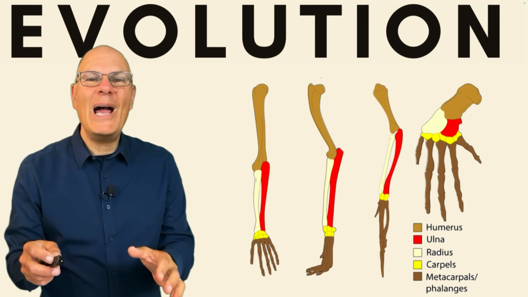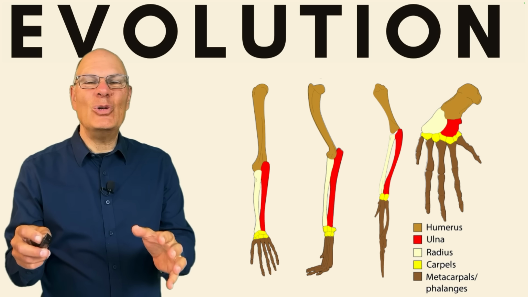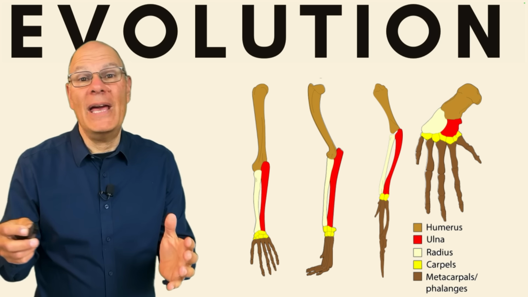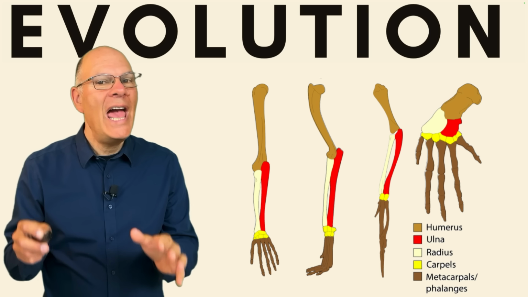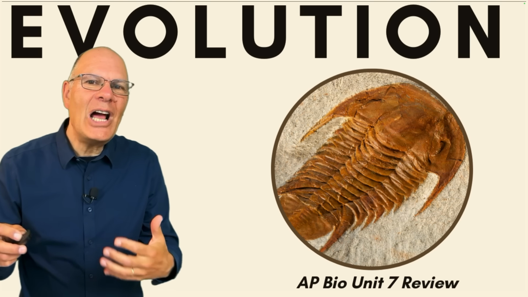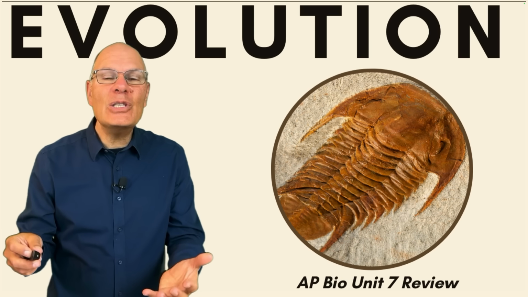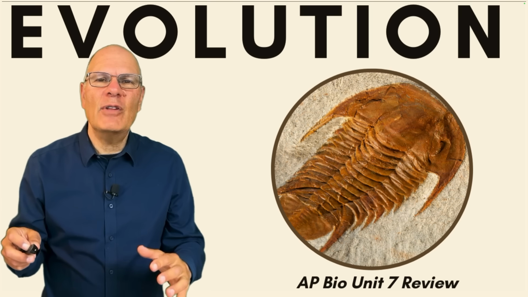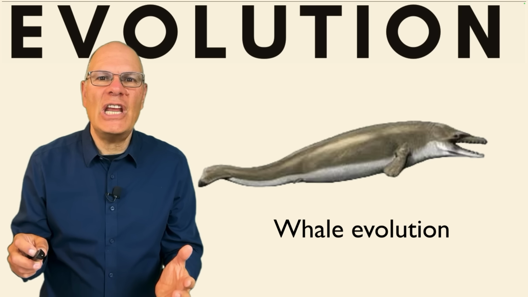Welcome to AP Bio Unit 7, Evolution. This is the climax of an AP Biology course, and it can also be really intimidating stuff. You're looking at hundreds of millions, billions of years of biological evolution. How do we explain that change through time?